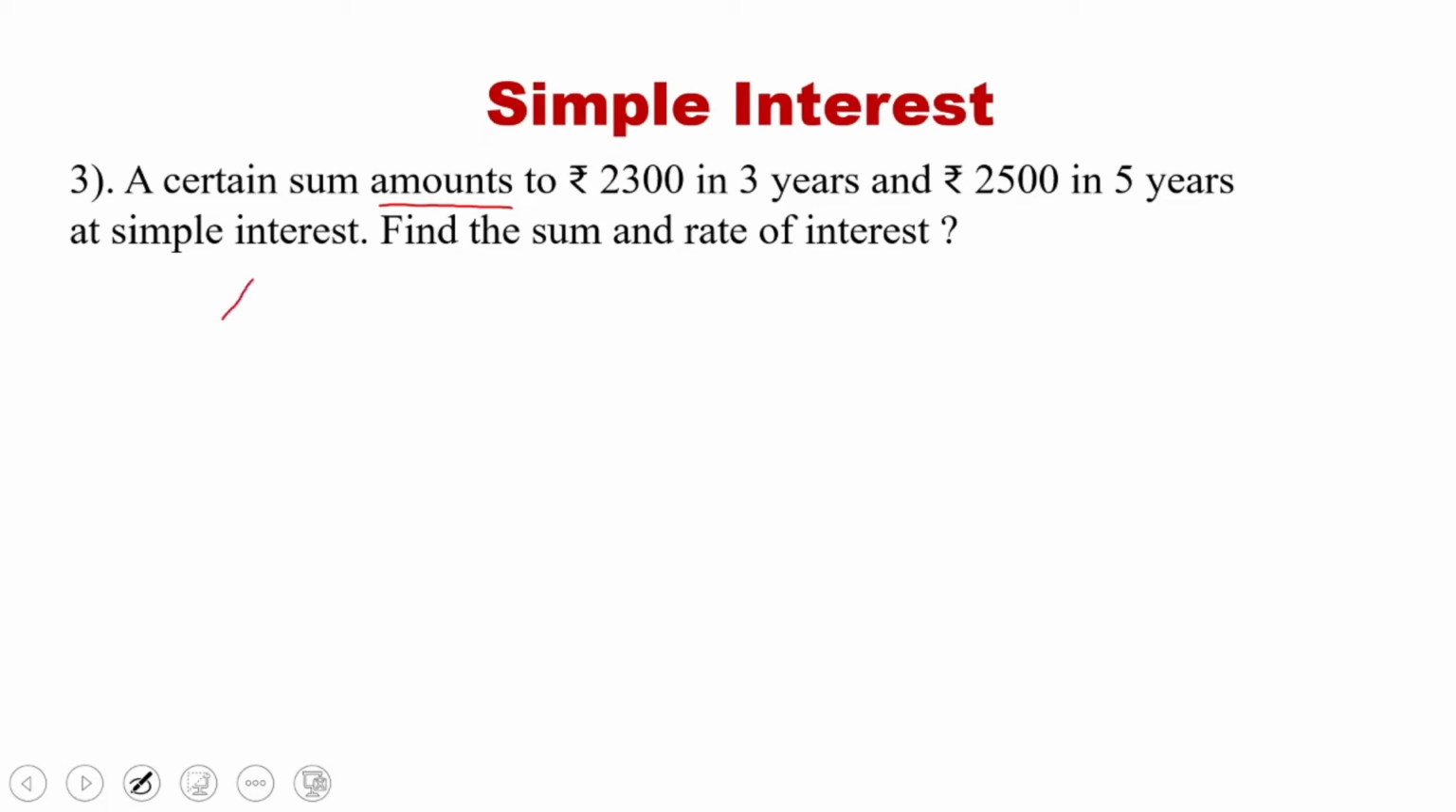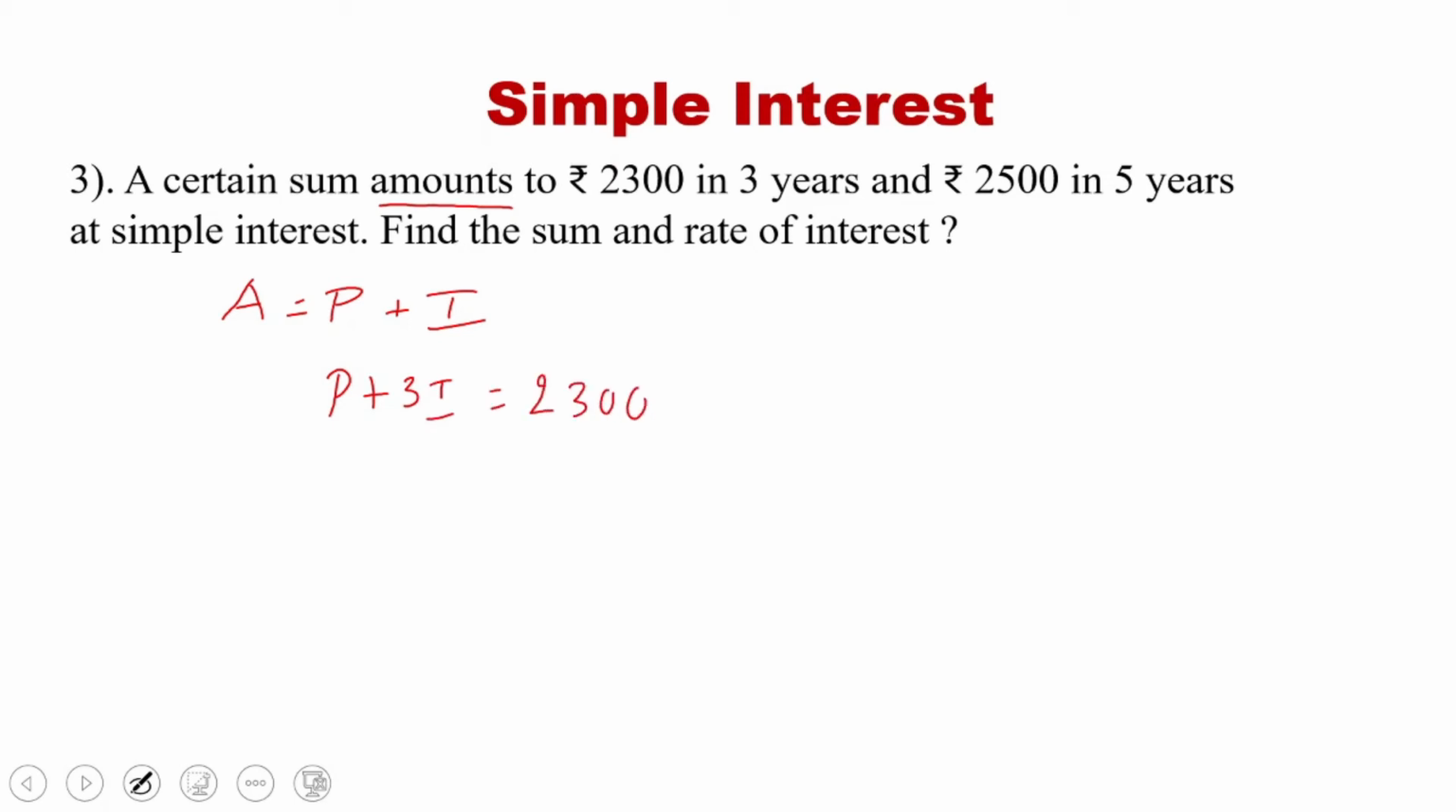See here, what is the formula for amount? A equal to P plus I is the formula. But here, interest for how many years? 3 years. That's why I want to take 3I. See the first expression, P plus 3I equal to how much?